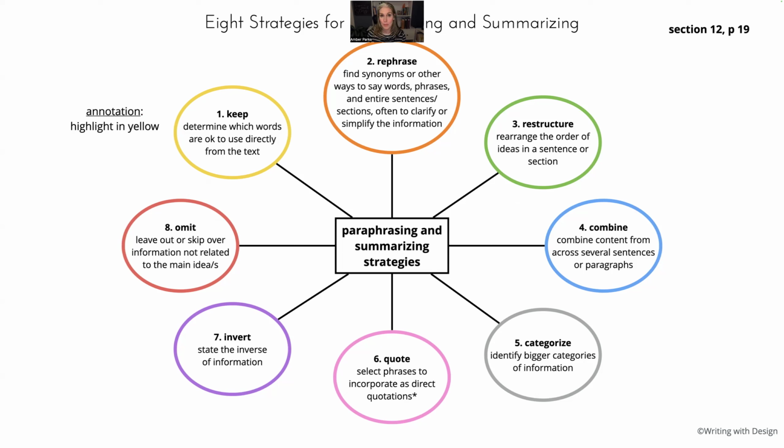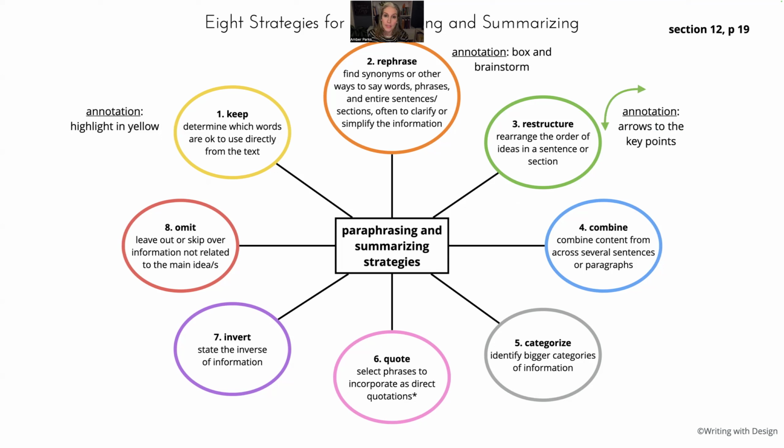The first one is to keep. This is a strategy that we love to start with just to say, hey, you don't have to change out every single word when you paraphrase content that you just read. There are words that you will be able to pull over and not get in trouble or have any risk of plagiarizing if you do, right? So this is strategy one. It's what we just call keep. And what we do here is we just highlight with a yellow highlighter the words that are okay to pull over into our work.